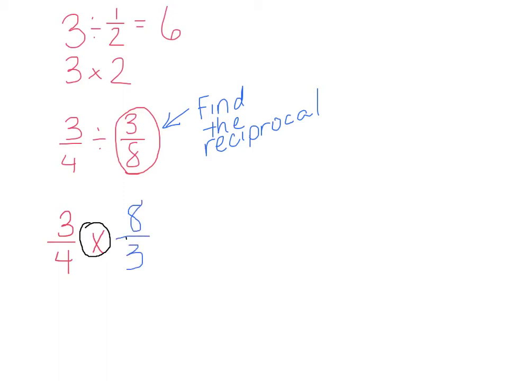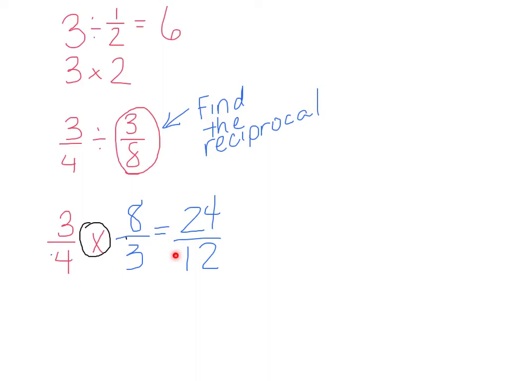8/3. And we can go ahead now, because it looks like we have a fraction problem that we already know how to do with multiplication. And we can multiply 3 times 8, and we get 24. And then we can do 4 times 3, and we get 12. And we have an improper fraction right here because 24 is larger than 12.